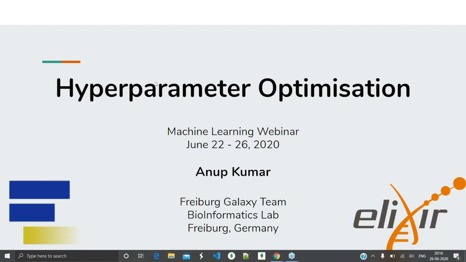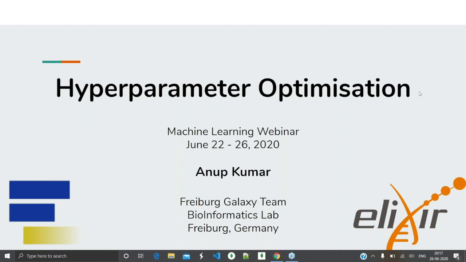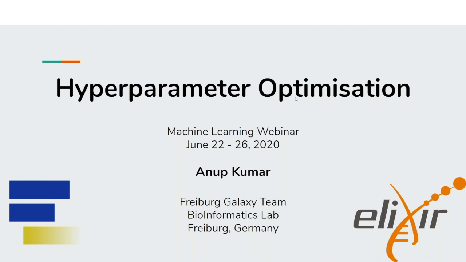So this talk will be dedicated to hyperparameter optimization. During the whole week, we have learned about lots of different algorithms for regression, for classification, and for clustering. All these machine learning algorithms have several hyperparameters. What are these hyperparameters and why are they useful to be optimized for a data set? We will learn shortly.